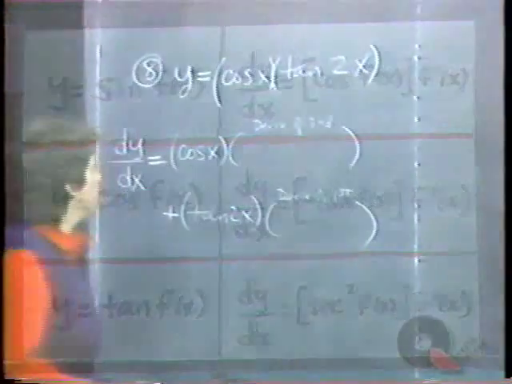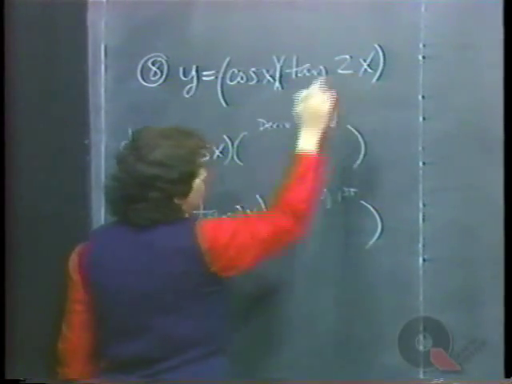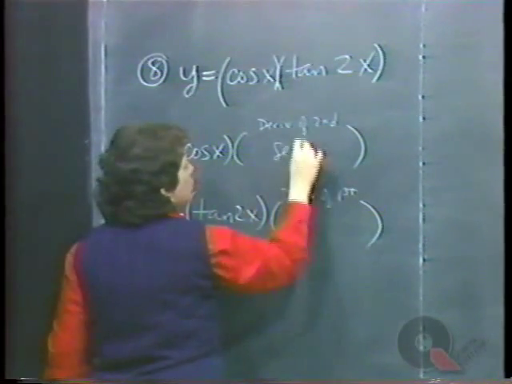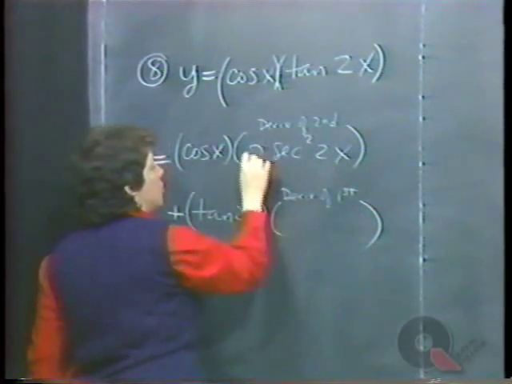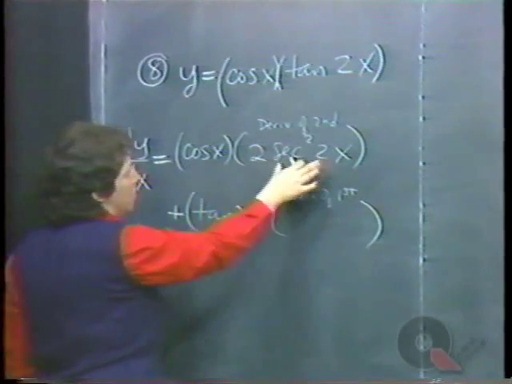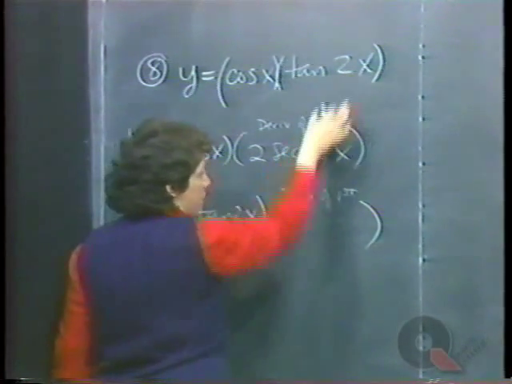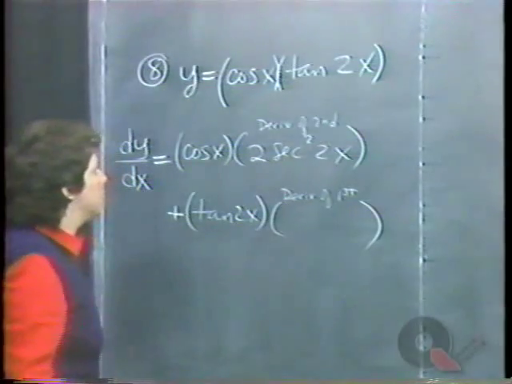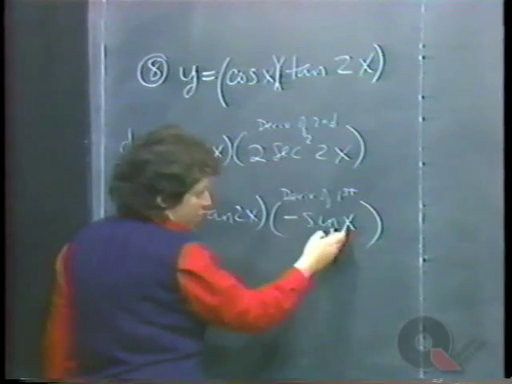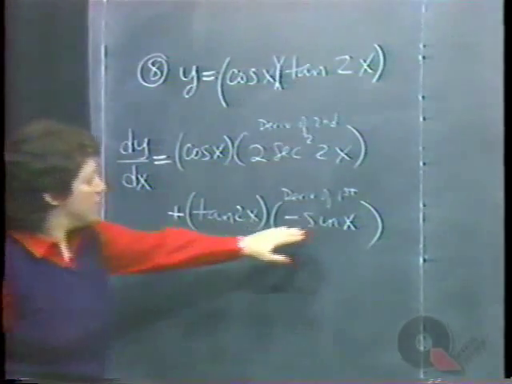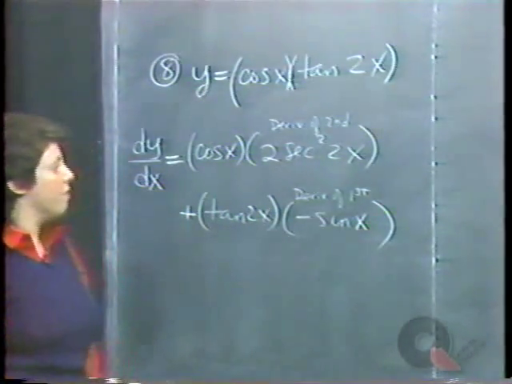Okay, let's go back to the blackboard. The first times the derivative of the second. The derivative of tangent 2x is secant squared 2x times the derivative with respect to x of 2x, which is 2. So it's first times the derivative of the second, but the second was tangent 2x, and the derivative is secant squared of the same function, 2x, times the derivative of 2x. And the derivative of cosine x is minus the sine of x. Derivative of x, of course, is just 1. So just minus sine of x is all we need. First times the derivative of the second plus the second times the derivative of the first.